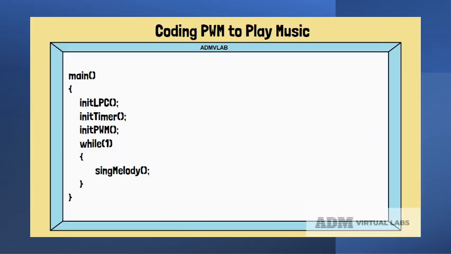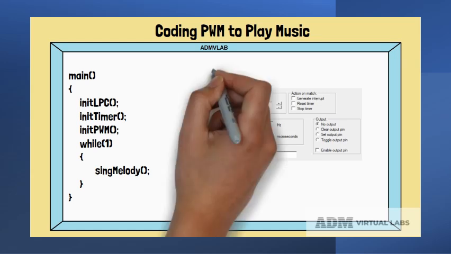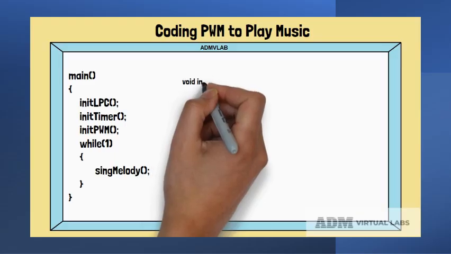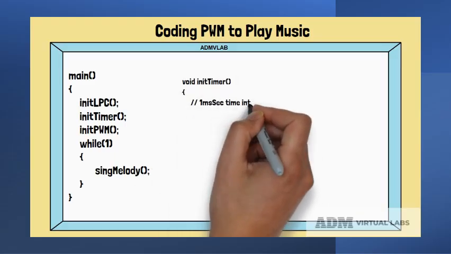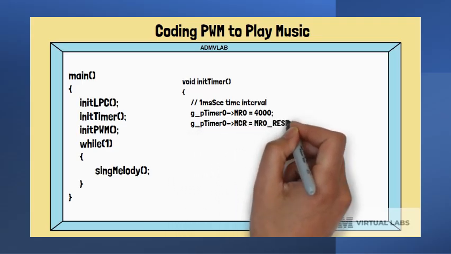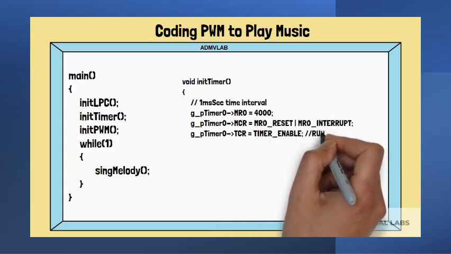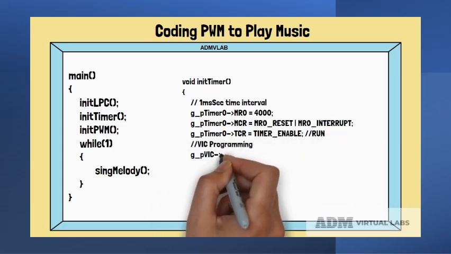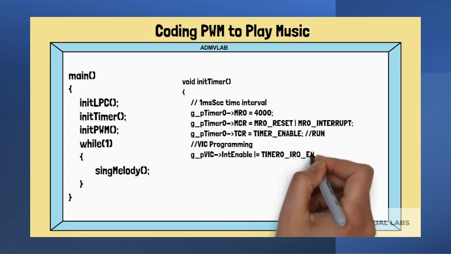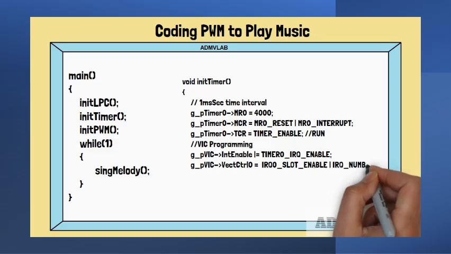In the second function call, we initialize the timer for generating 1 millisecond interrupt. We generate a 1 millisecond interrupt by programming the match register MR0. The crossware wizard computes the count values to be loaded into the MR0 register and generates the code for resetting the timer counter and also generating timer interrupt. The vector interrupt controller is programmed with slot 0 for timer 0 interrupt and the vector address pointing to timer interrupt subroutine.